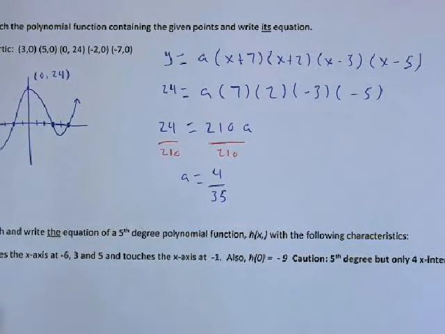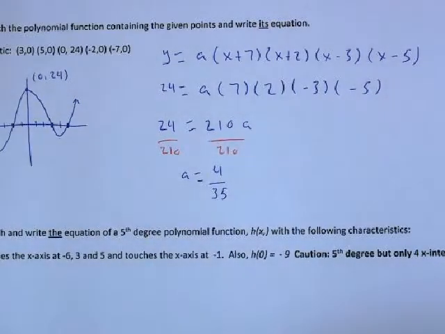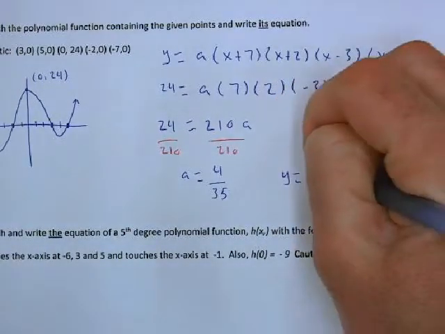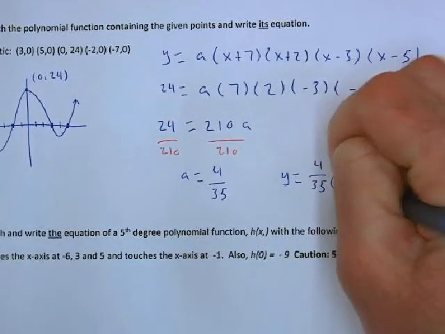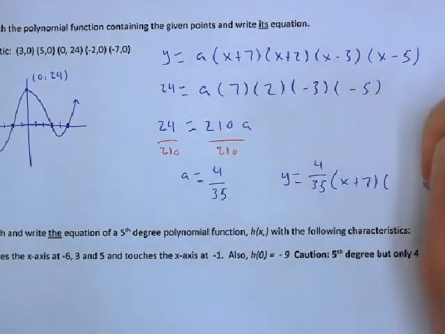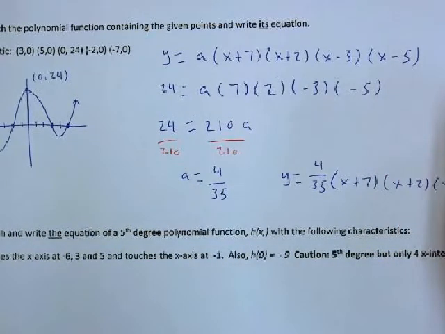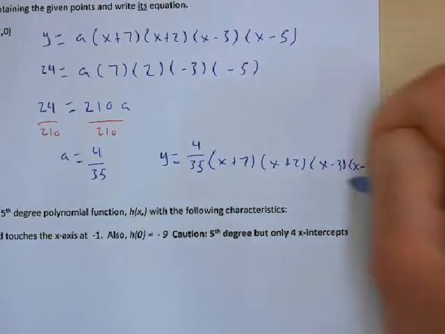And then my final answer, just checking one thing. It's not on there. All right, so we get y equals our a value, 4/35, times my factors, x plus 7, x plus 2, x minus 3, and x minus 5. Okay, and then this big thing is our equation.